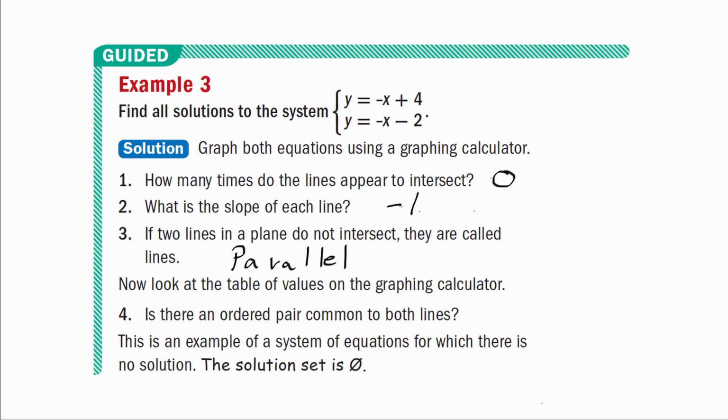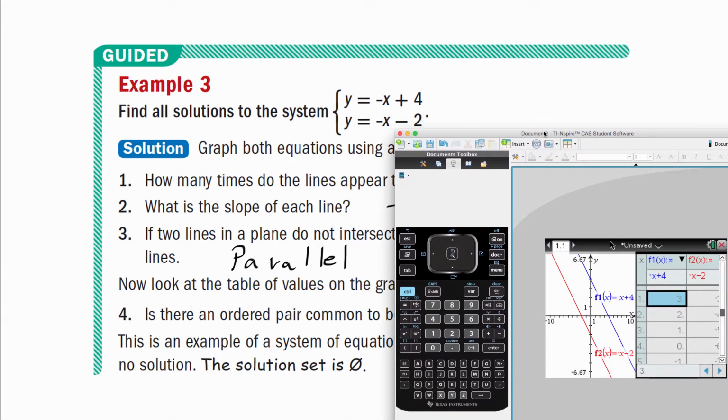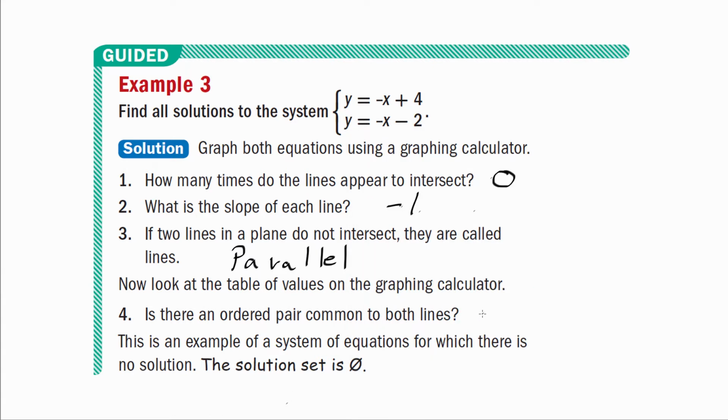Well, we can go to the graphing calculator. Menu, table, split screen. I now have a table that I can look at, and it asks us to determine if there's any intersection, and we know that there won't be because we know about parallel lines and graphs. So the answer to that is there isn't one. Is there an ordered pair in common to both lines? The answer is no. There's not. They're parallel. They never intersect.